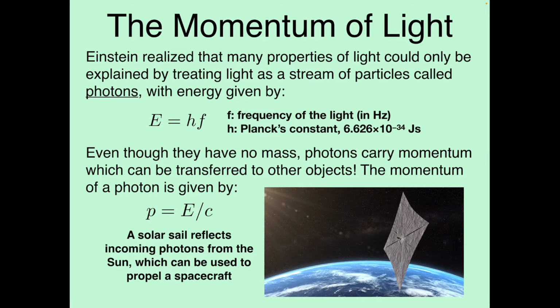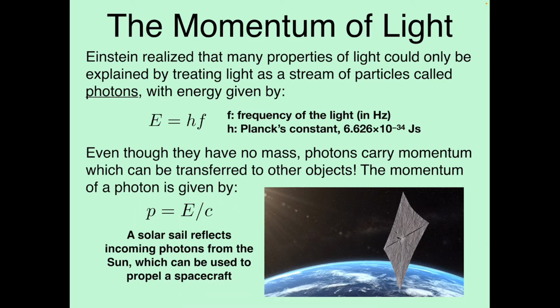But in relativity, massless particles like photons still have momentum. And the relationship between the energy and the momentum of a photon is the momentum p is equal to E divided by c. Again, be careful with how you use this. This, strictly speaking, applies to photons.